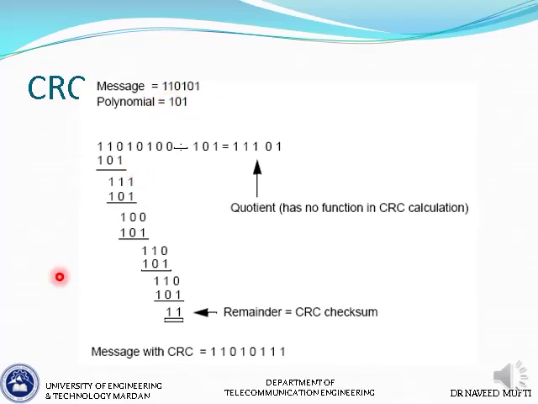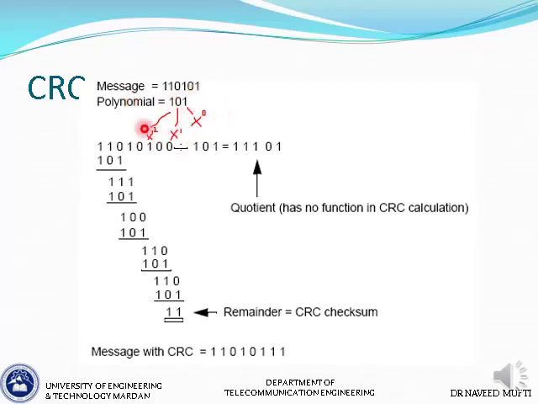So in this case, when you want to express this polynomial as an equation, this represents x power 0, this represents x power 1, and this represents x power 2. So you know the significance of the bit positions. This is x power 0, which is the least significant, and this is the most significant, and these bits basically represent these powers.